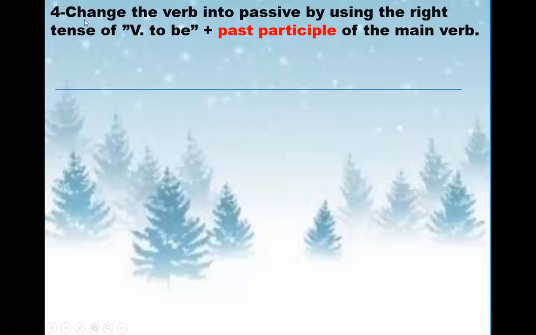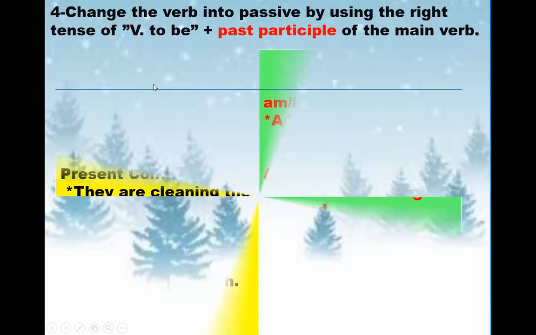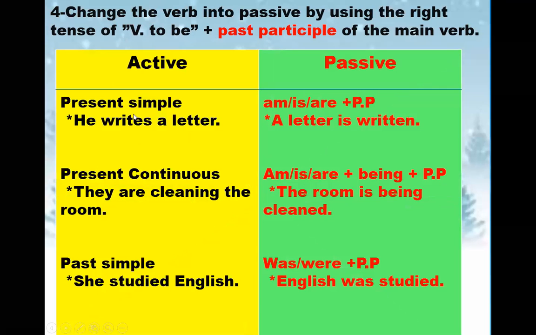The fourth step: change the verb into passive by using the right tense of verb to be plus the past participle of the verb. They are the two arms of the passive. You have to write or choose verb to be plus the past participle of the verb. Here we have got three tenses only: the present simple, the present continuous, and last the past simple.